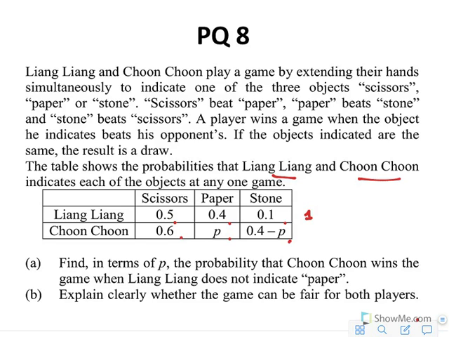Find, in terms of p, the probability that Chun Chun wins the game when Liang Liang does not indicate paper. So for Chun Chun to win the game, there are a lot of possibilities. It could be Chun Chun gives scissors and Liang Liang gives paper, or Chun Chun gives stone and Liang Liang gives scissors, and so on. That's quite complicated, so what can we do? We can try to draw a table of outcomes.